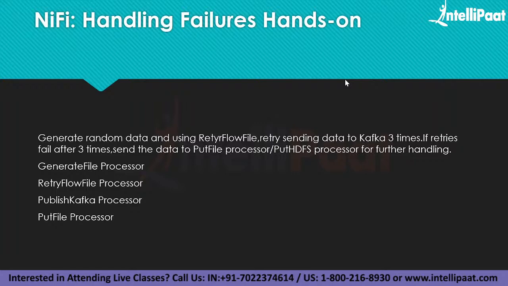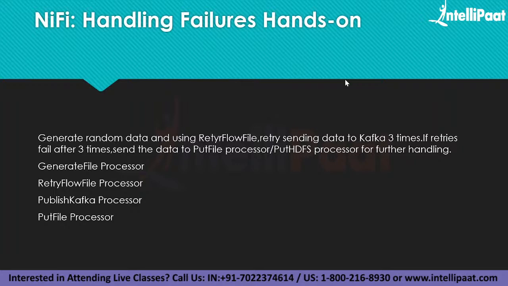What we are doing is we are saying that generate file, do a retry flow, which actually keeps a tab on how many times you want to retry. If it is a retry, then it gets to Kafka because it will keep trying for 3 times. But if it is retry exceeded, that's what I was asking, where should it go? Because I put in here that if it is more than 3 times, send it to either put file or HDFS.